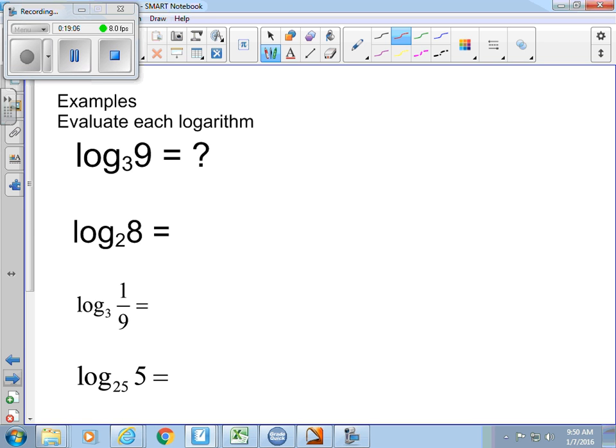Well, that is scary. I don't understand that. What would I do to make it understandable? I'm going to put an x there, and I'm going to write it as an exponential. What would it be as an exponential? 3 to the x equals 9. Well, you tell me. 3 to what power is 9? 2. Why 2? 3 squared is 9. So that's logarithm equals 2.